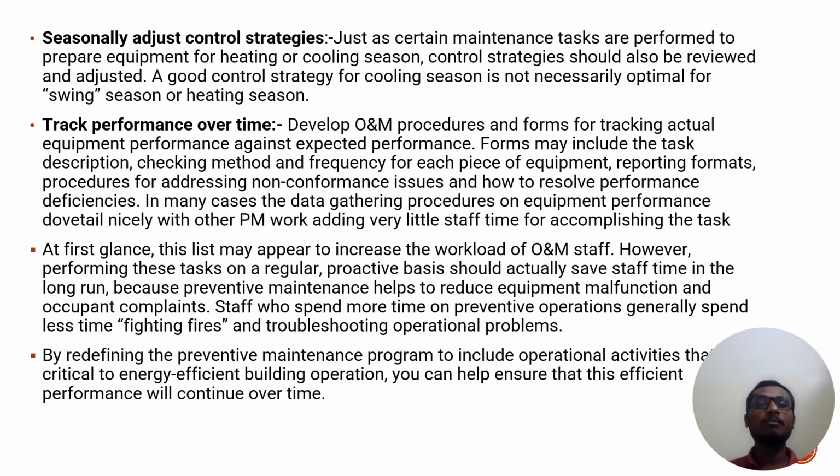Track performance over time. Develop O&M procedures that can help in tracking equipment performance against expected performance. Forms may include the task description, checking methods and frequency for each piece of equipment, reporting formats, procedures for addressing out-of-tolerance issues, and how to resolve performance problems. In many cases, data gathering procedures on equipment performance can be combined with other PM work, adding very little staff time to accomplish the task.